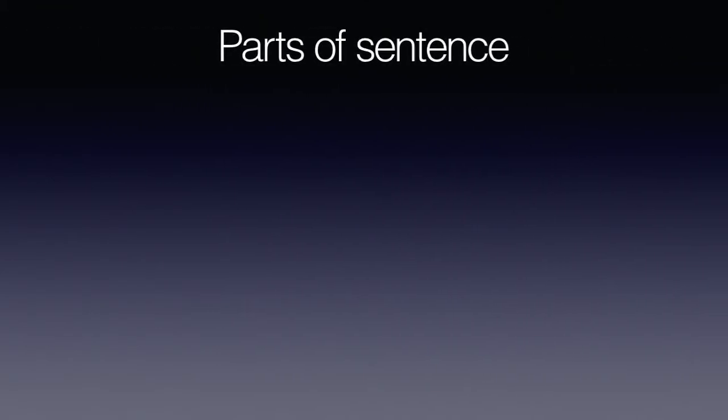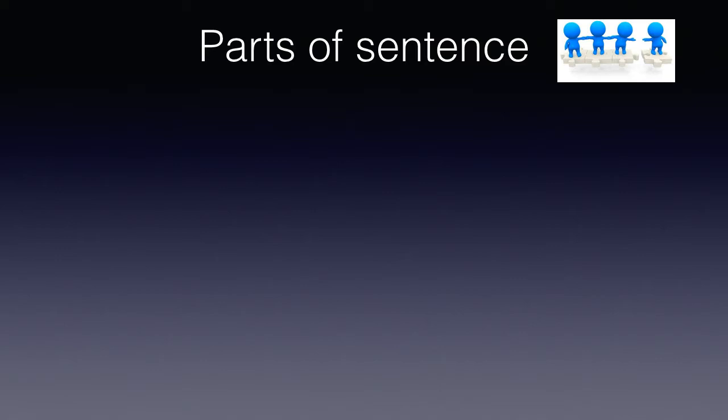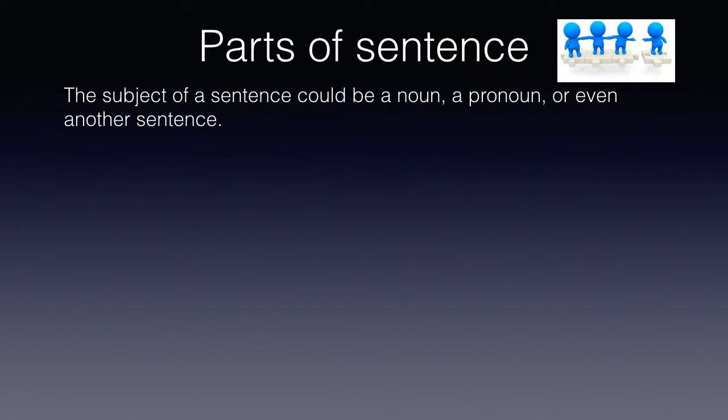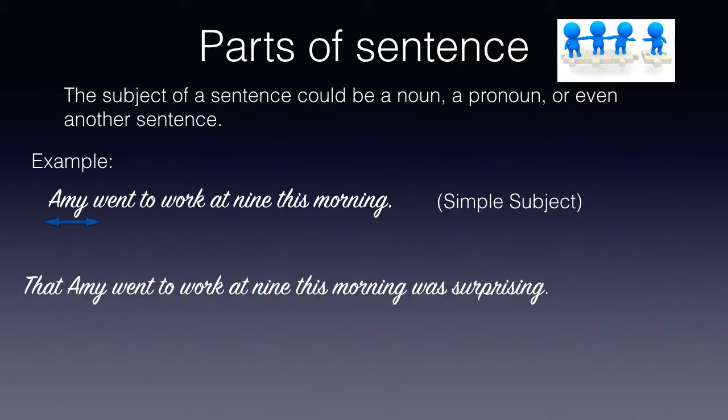The parts of a sentence are not the same as parts of speech. For example, one sentence part is the subject. The subject of a sentence could be a noun, a pronoun, or even another clause. For example, Amy went to work at 9 this morning. And here, Amy is a simple subject. That Amy went to work at 9 this morning was surprising. That Amy went to work at 9 this morning is a clause as subject.